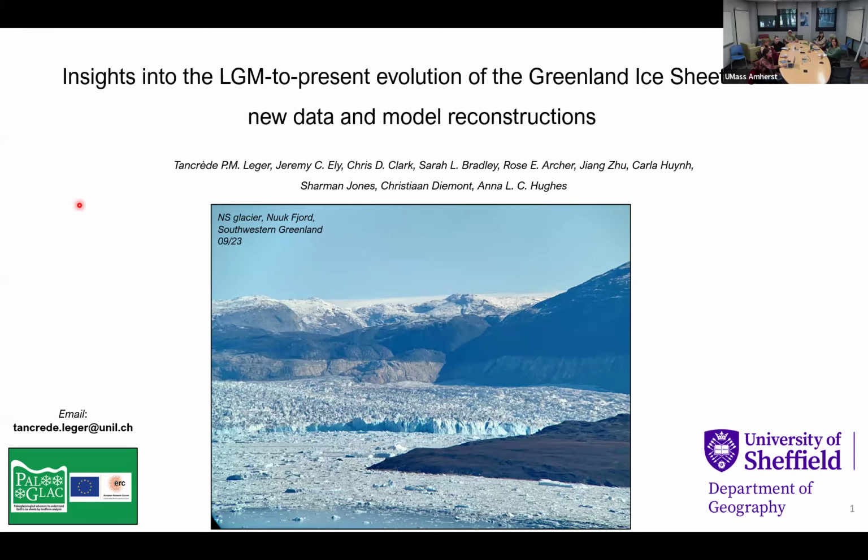And so today I'll be talking about the work that I've been conducting as part of my postdoc at Sheffield for the past couple of years, looking at reconstructing the Greenland ice sheet at the scale of the entire ice sheet from both empirical data reconstructions, but also from some modeling work that I've been conducting. So you can see a list of people here that I've been working with. Most of them are in Sheffield, so I want to thank them and also thank the funders from the ERC on this work.